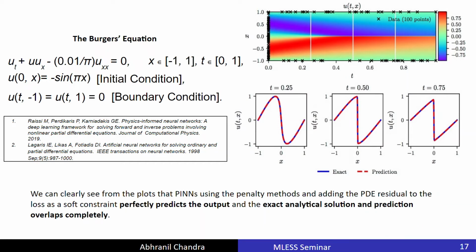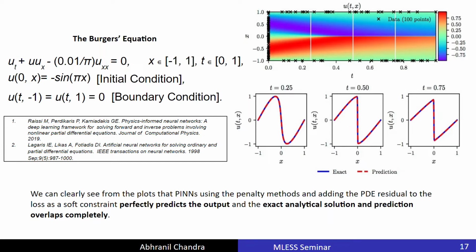Here we see a popular example of the Burger's equation. The Burger's equation is a partial differential equation where the differential of u with respect to t plus u times the differential of u with respect to x minus 0.01 by pi times the double differential of u with respect to x equals 0. The support for x is -1 to 1 and the support for t is 0 to 1. The initial condition u of 0 comma x is minus sine of pi x, and the boundary conditions are u at any time at x equals -1 and 1 is 0.